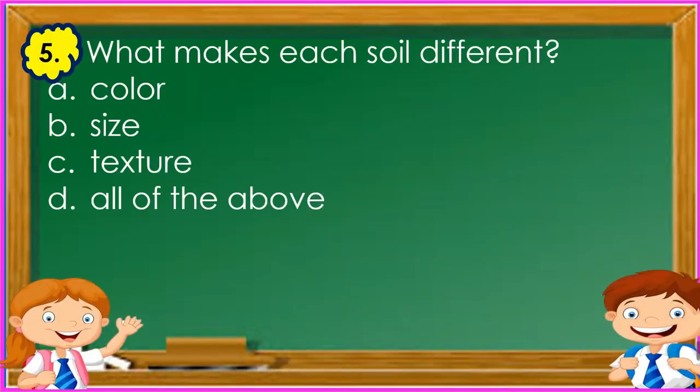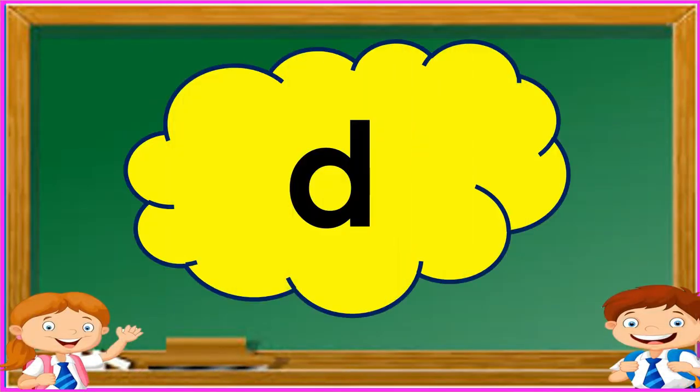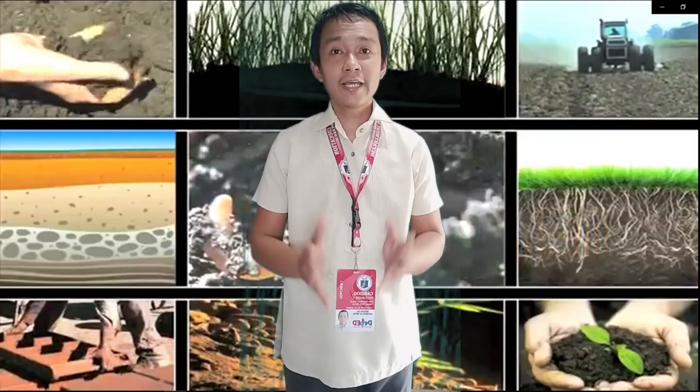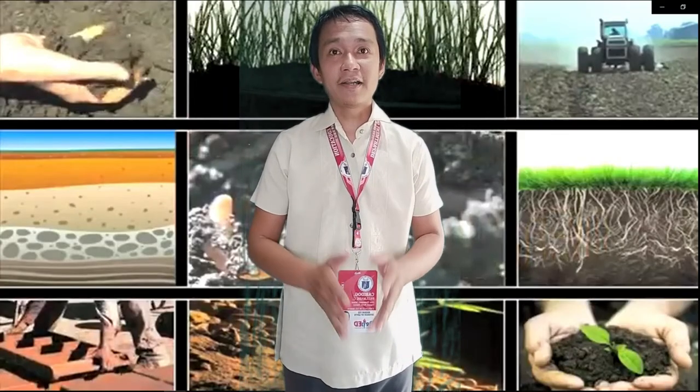Number 5. What makes soil different? Letter A. Color. Letter B. Size. Letter C. Texture. Letter D. All of the above. The correct answer is letter D. Are you ready? Let's have a review first.